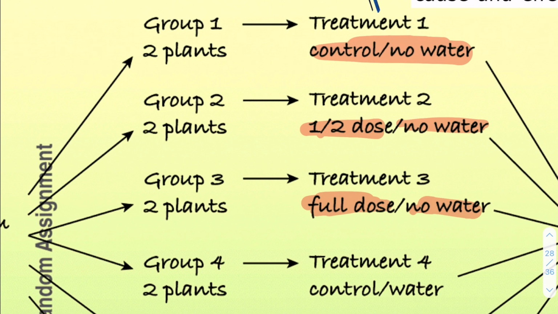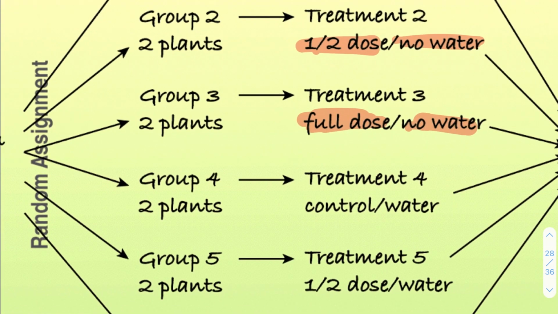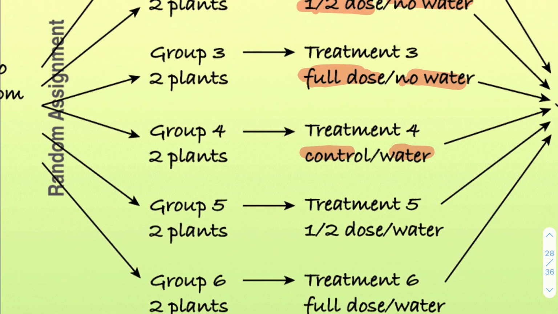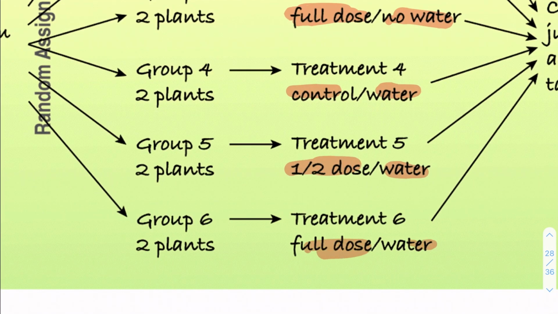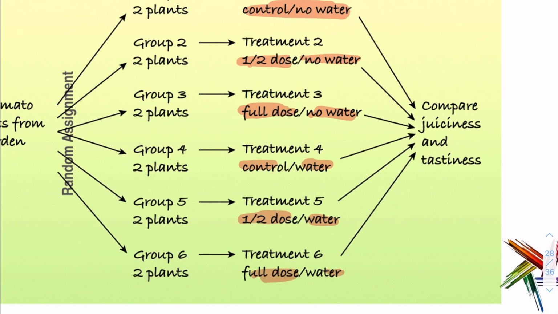So you can see as the more factors there are in a given treatment, the more groups we're going to need to have. Group 4 is our control that just gets water. Our group 5 is half dose of fertilizer and water, and group 6, full dose and water. And what we want to do is, after we grow these plants, compare juiciness and tastiness.